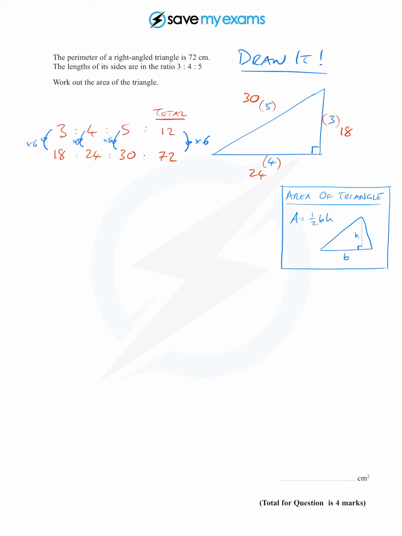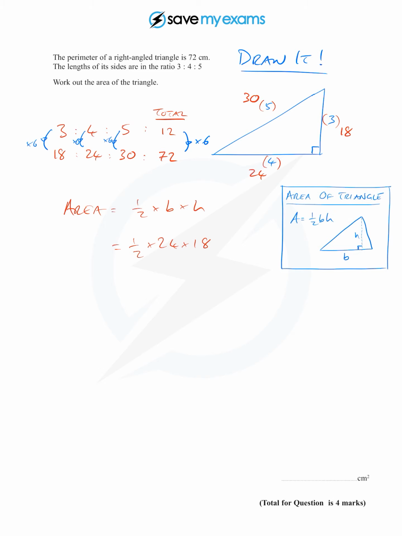And now I'm in a position to be able to work out the area of the triangle. Look at the formula for the area of a triangle. It's a half the base times the height. Well, for a right angle triangle, that's even easier because the base and the height are just two of the sides. They're the sides at right angles to each other. So we can now just say the area is a half the base times the height. Put in the numbers, a half times 24 times 18.